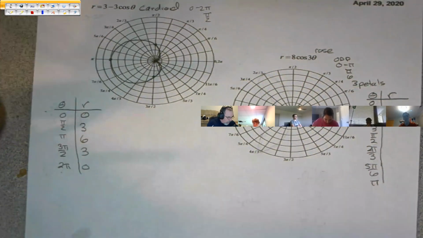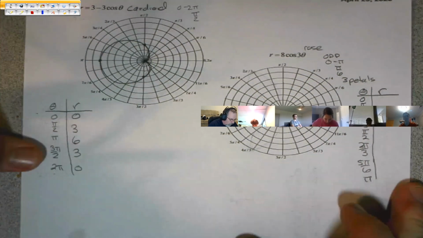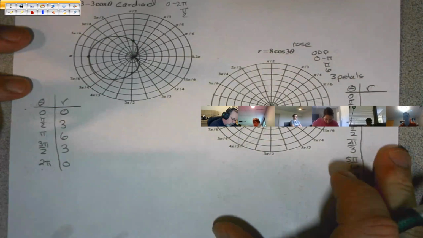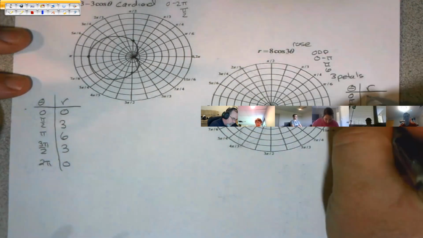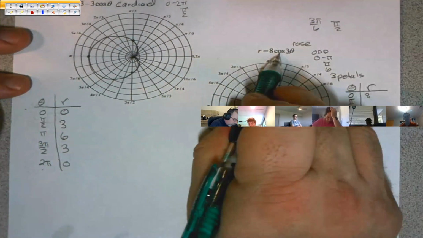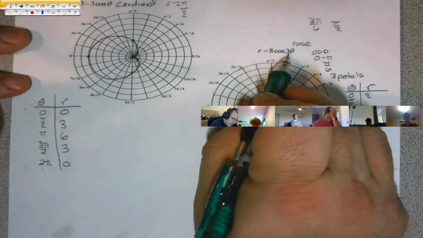Now this is the one where we have a pattern, and I like using the pattern because then I don't have to plug all of these values in. So let's start with 0. Cosine of 0 is 1. 1 times 8 is 8. Then pi over 6. Well, if I plug pi over 6 in here, 3 pi over 6 becomes pi over 2. So cosine of pi over 2 is 0. So we get 0 here.